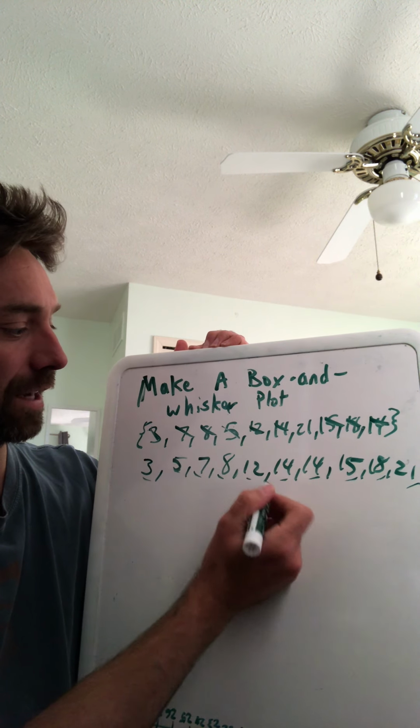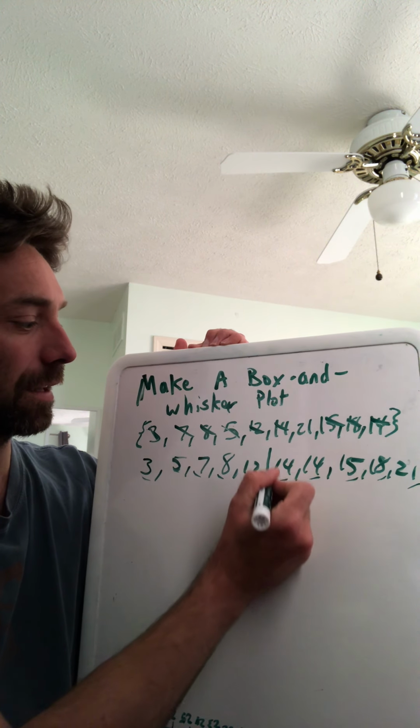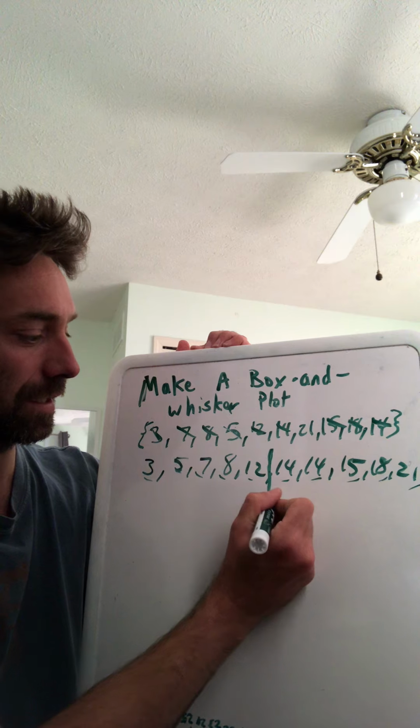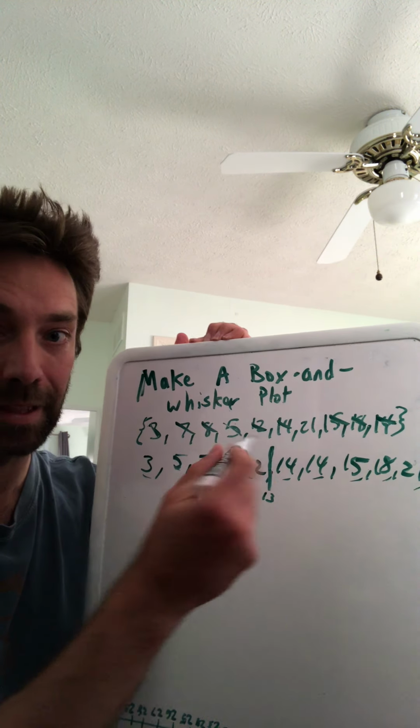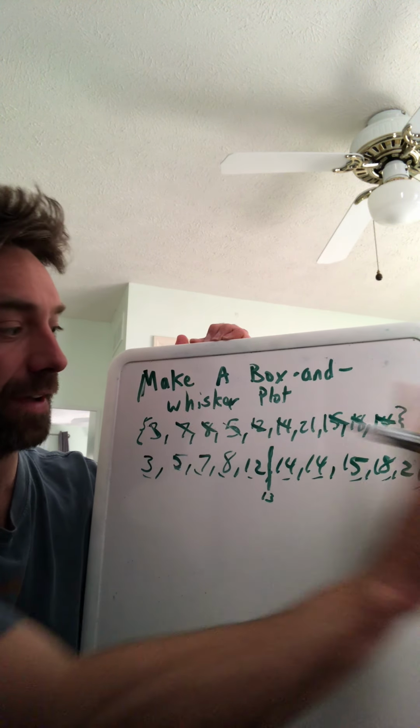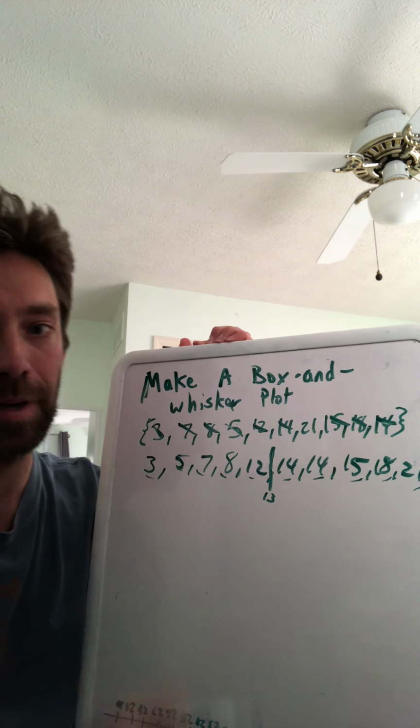So I got to find what's directly between 12 and 14. Well, right between 12 and 14 is 13. So I'm going to draw a line there. I split my data in half. Half my data is over here, half my data is over here.